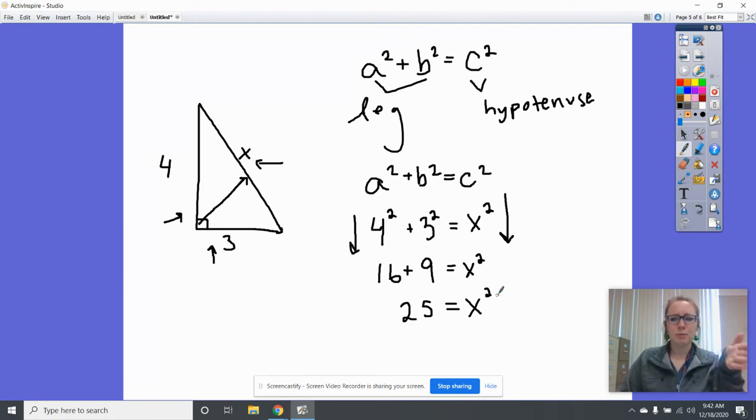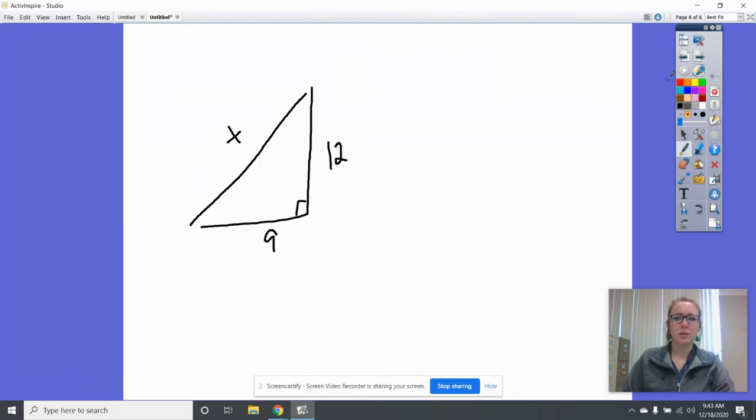Well, x is not actually by itself yet. So we have to do the opposite of squaring. The opposite of squaring is the square root. So I have to find the square root of 25, which is 5. Now, whatever the units are, maybe this is feet, because 5 is just a length, it is also in feet. Okay, let's try one more Pythagorean theorem problem to find a hypotenuse.